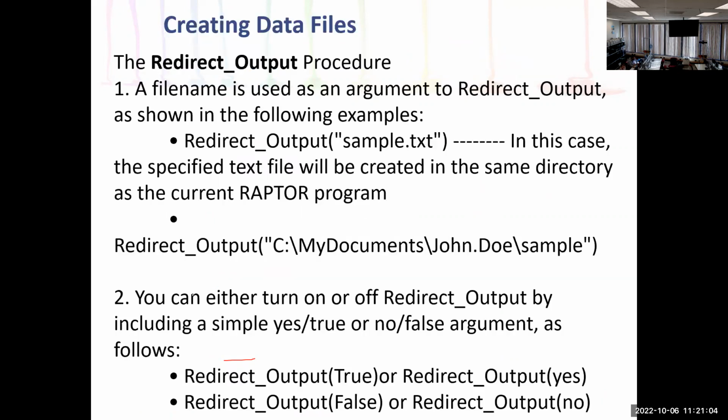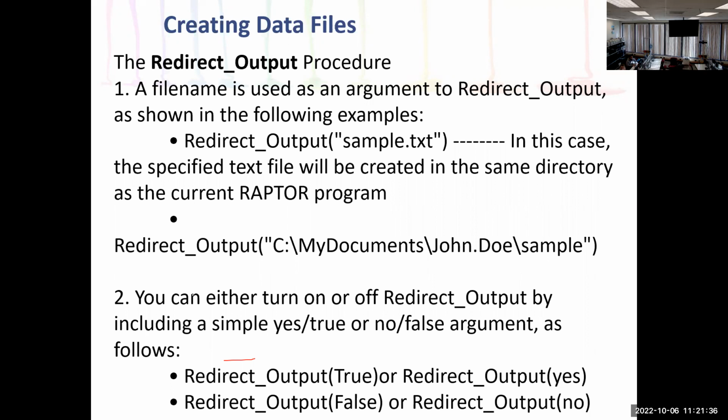Okay, I think we're done with everything in the textbook, but I have some other information. I want to instruct you how to work with the file in the interpreter and how to work with files in Python. So when you work with files in Raptor, you can use a procedure, redirect output. With redirect output, you specify the name.